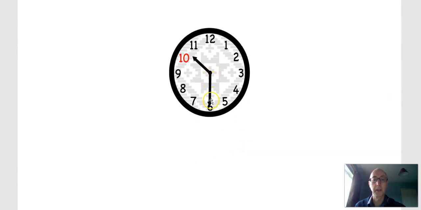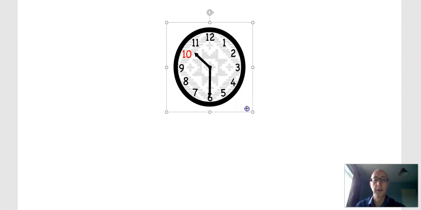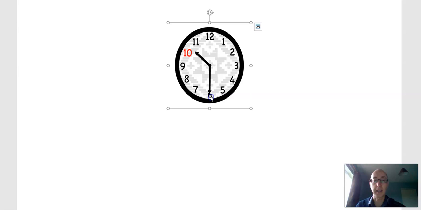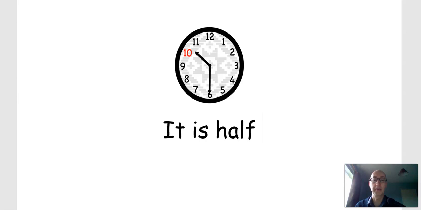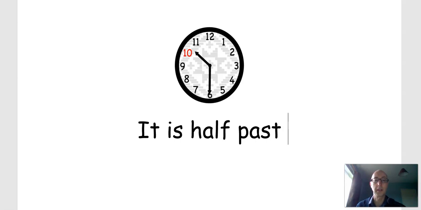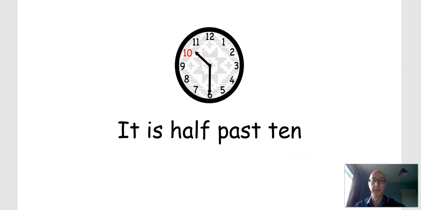Now, so what time is it? We have the big hand is at 6. So we know if the big hand is at 6, it's half past. It is half past what? Half past, well, the little hand is after 10, so it's half past 10. And in numbers we write like that.